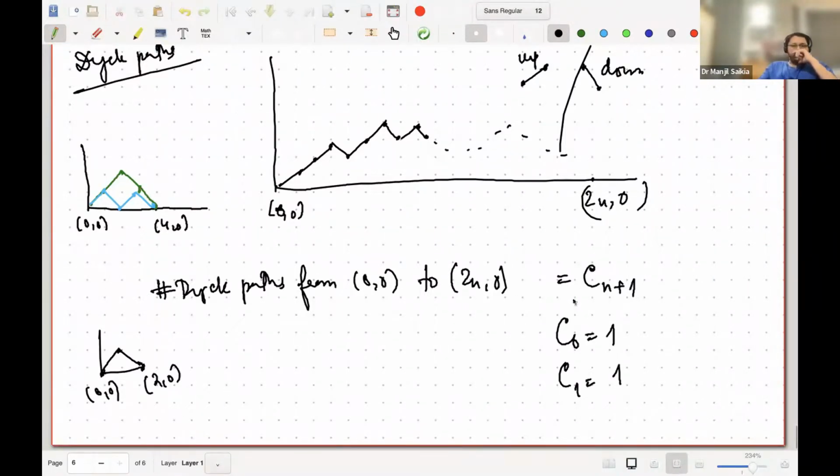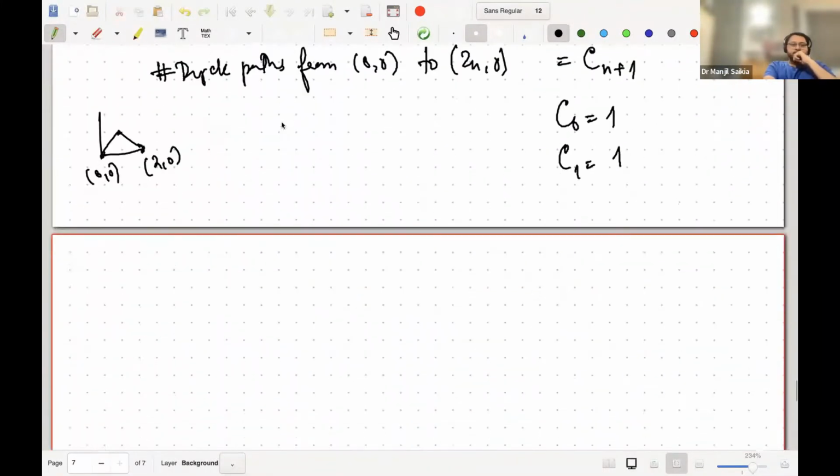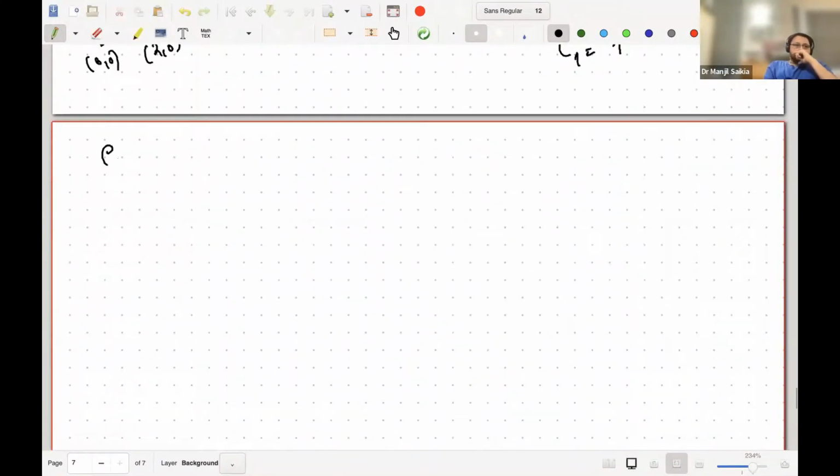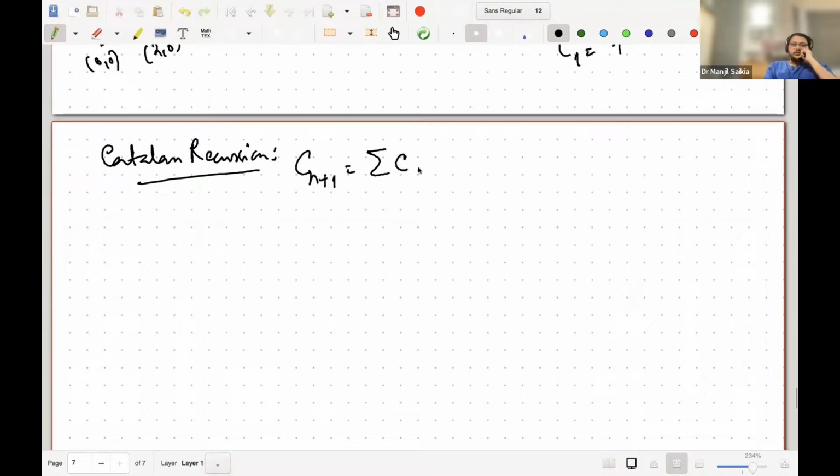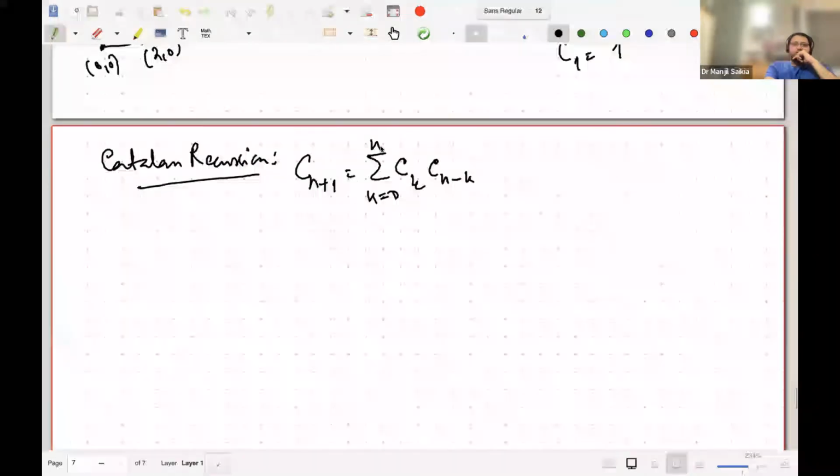So the number of Dyck paths satisfies the first two values for the Catalan numbers, C0 and C1. Now, what about the next thing that we used to define the Catalan numbers, and that was the recursion. So the Catalan recursion was something like this. So Cn plus 1 is equal to the sum of Ck times Cn minus k, k going from 0 to n. Oh, so I forgot to mention.